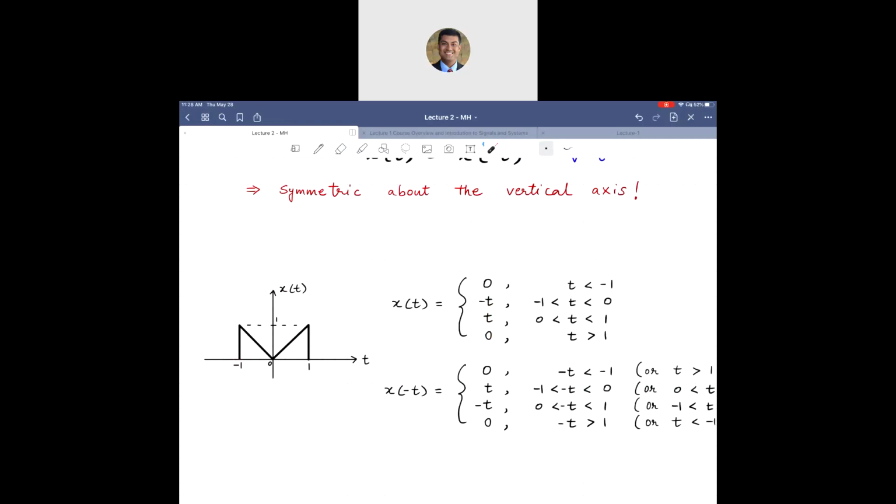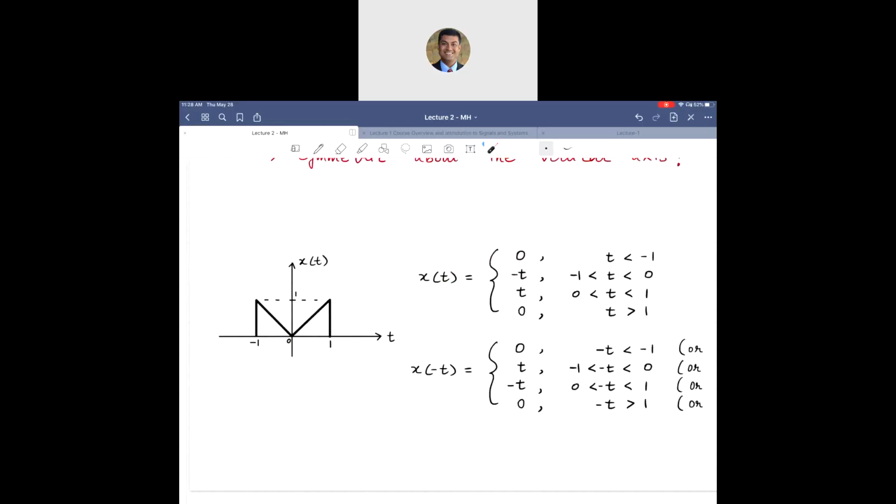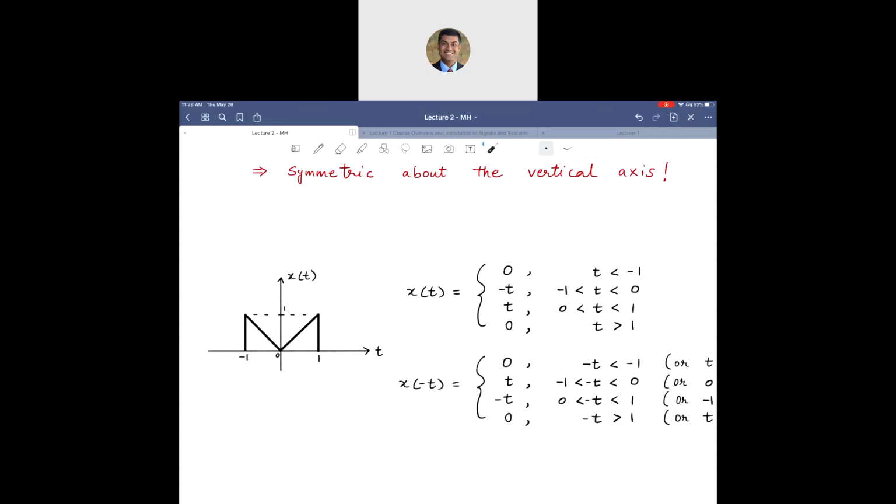Note over here, I am ignoring any sort of discontinuity in the signal. So I'm not including -1, I'm not including 0, I'm not including 1. Places where there is a discontinuity, I am ignoring that. I'm not making it a part of my bracket notation. The point over here is to be able to look at the bracket notation for classifying the signal as even or odd or neither. So let's take a look at this. 0 for time less than -1.